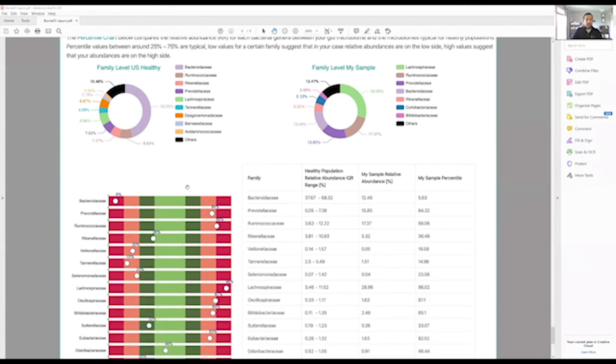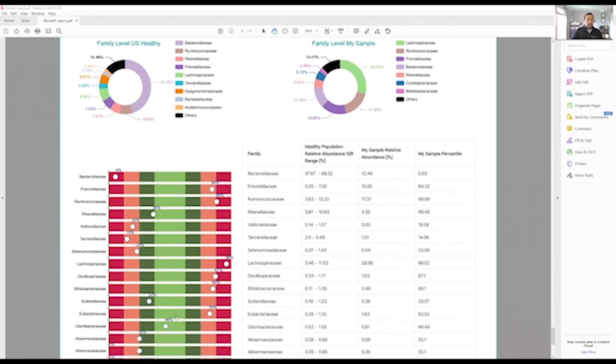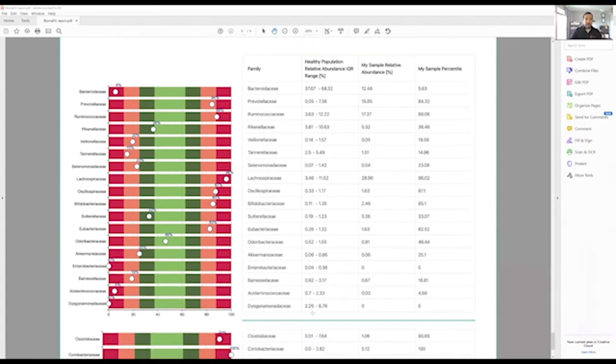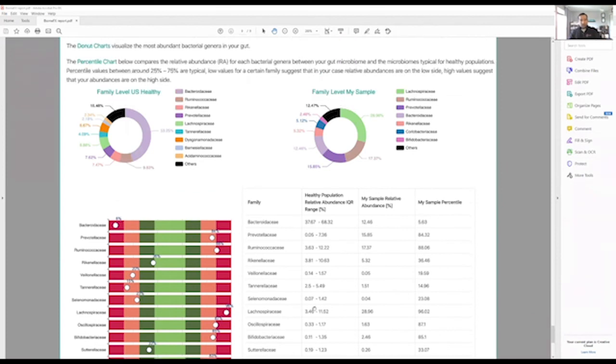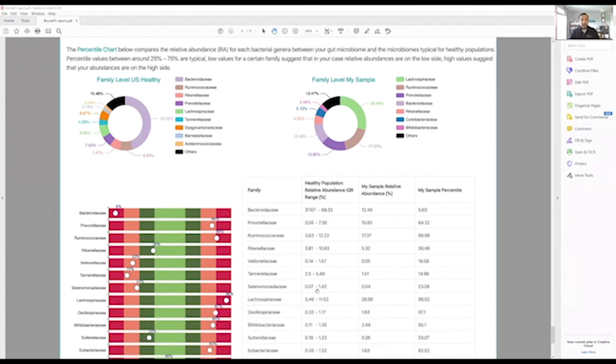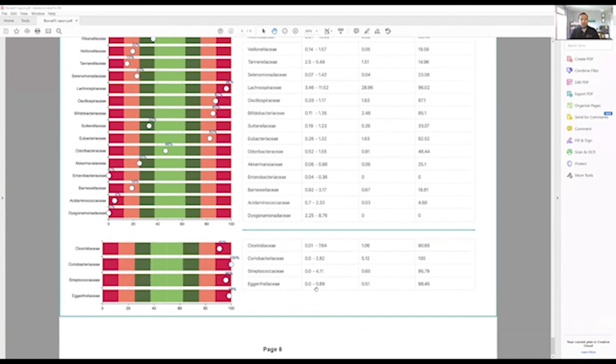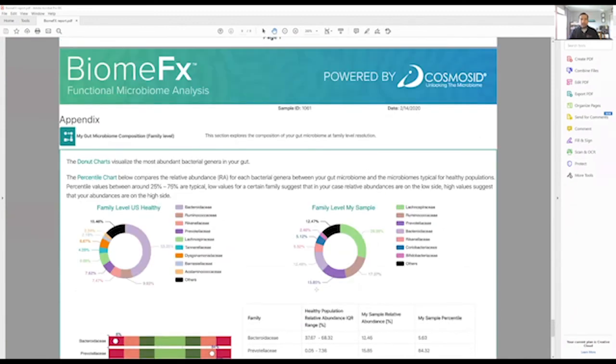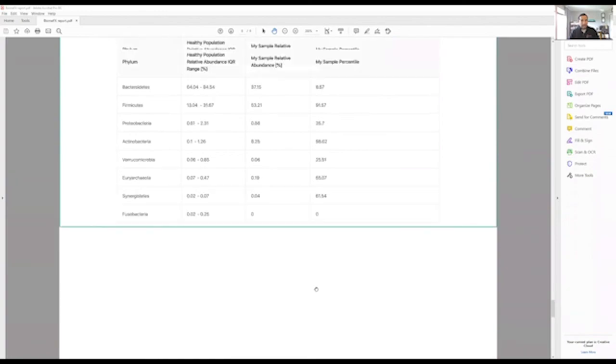It's just another way of visualizing, just like at the phylum level, where the normal healthy population would fall and where this individual falls with each family of bacteria. And again, this is just for visualization. You're not going to look at this and make any significant interpretations. All of the interpretations were already done in the beginning part of the report. So this part is just an appendix, an additional way of looking at the data.